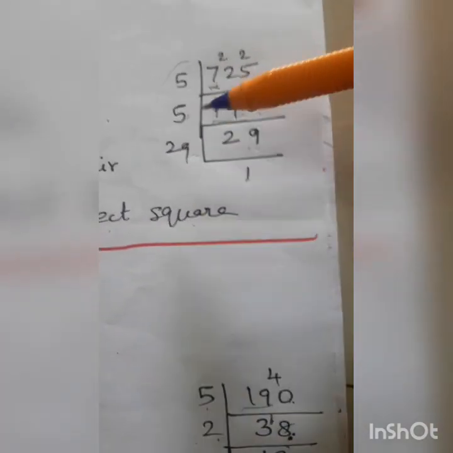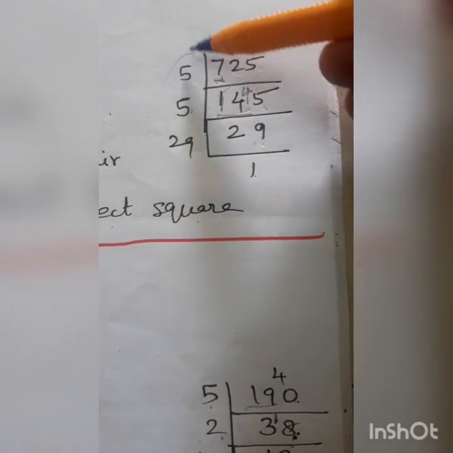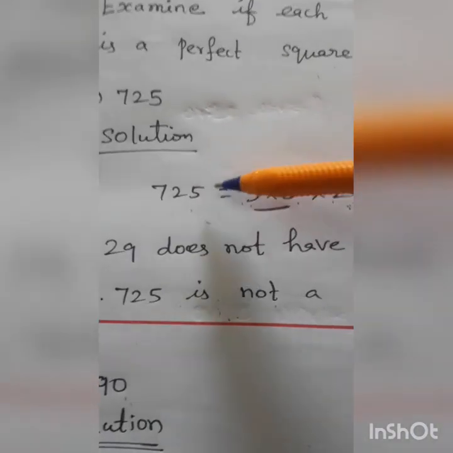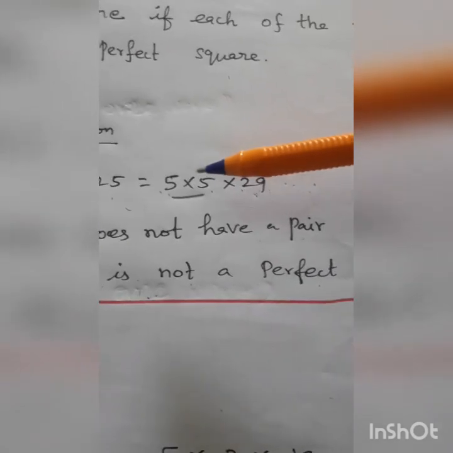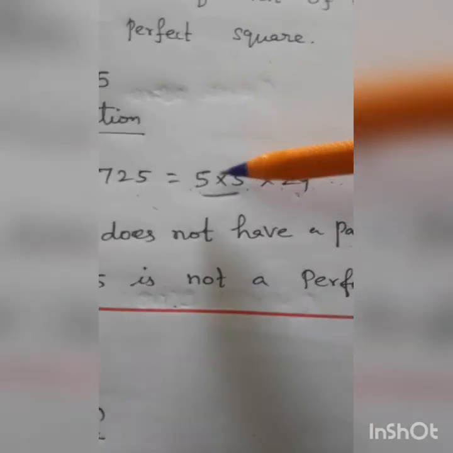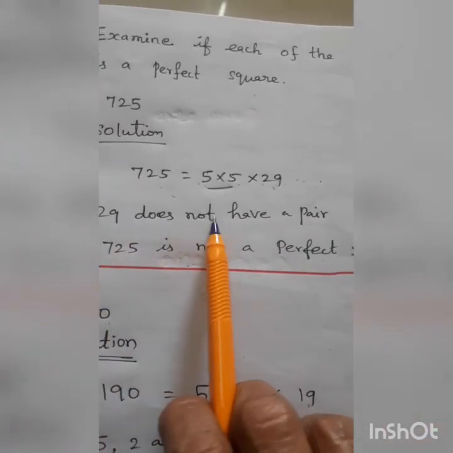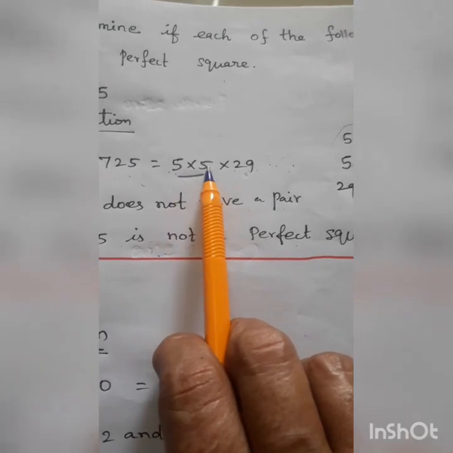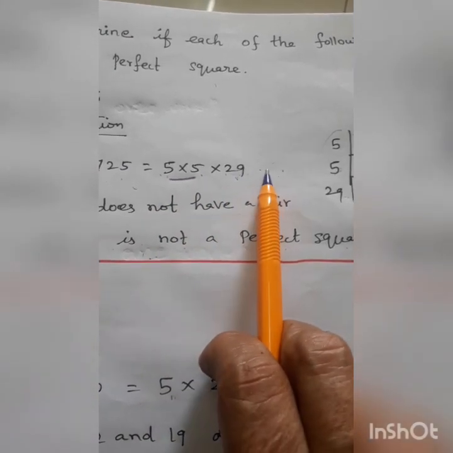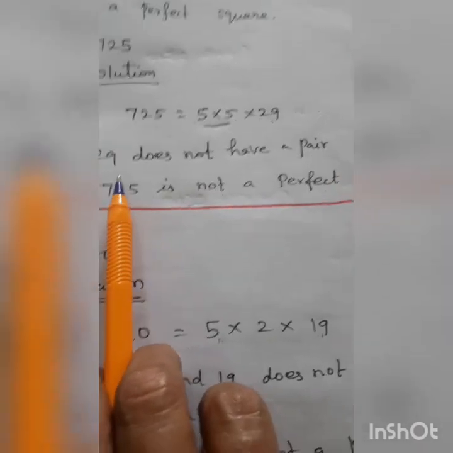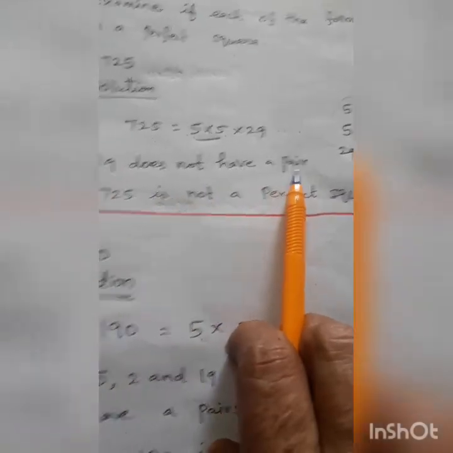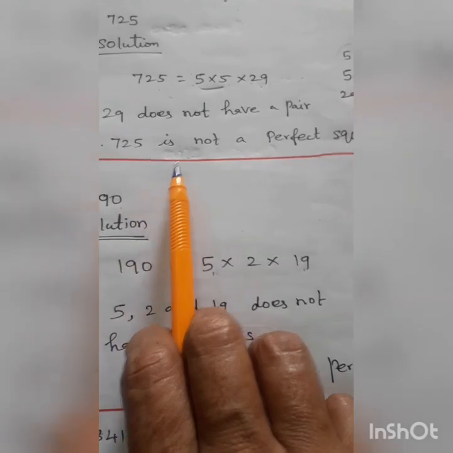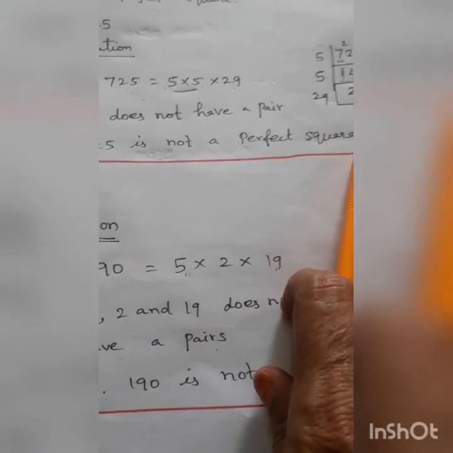29 is a prime number, it is possible only in the 29th table. 1 29 is 29. So these are the factor numbers. So 725 is equal to 5 into 5 into 29. For a square you must need pairs of numbers. So 29 does not have a pair. 5 has another 5, but 29 does not have another 29. So 29 does not have a pair, therefore 725 is not a perfect square.